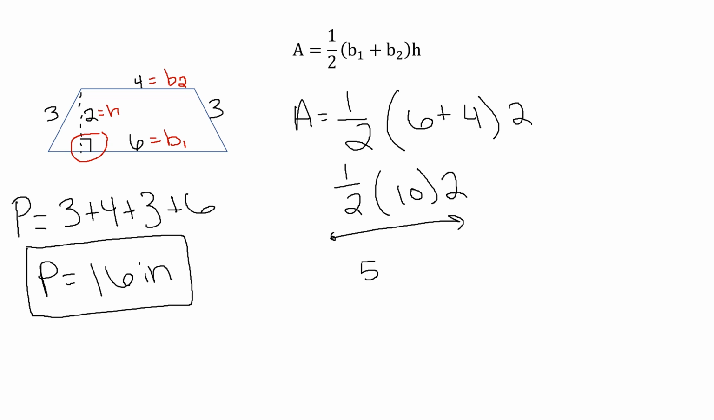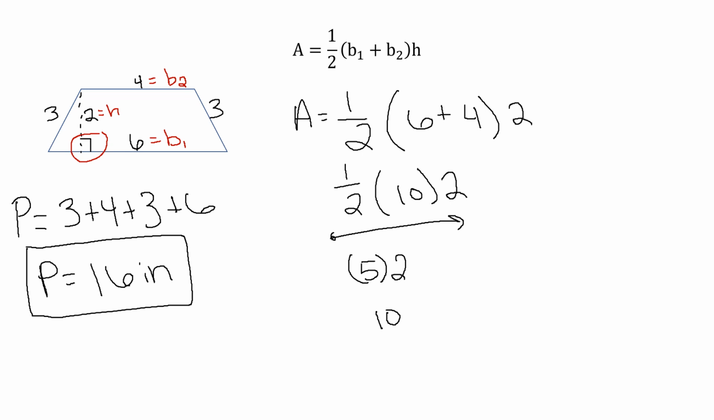If you have a half there, you can just put it as a decimal. That's fine for right now. That becomes 5 times 2, which is 10. Right, and even if I type that in my calculator, I do 1 fraction key 2 to get my 1/2, parentheses 6 plus 4, parentheses 2, and it spits out the answer.